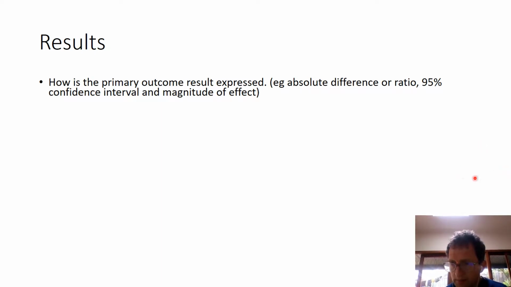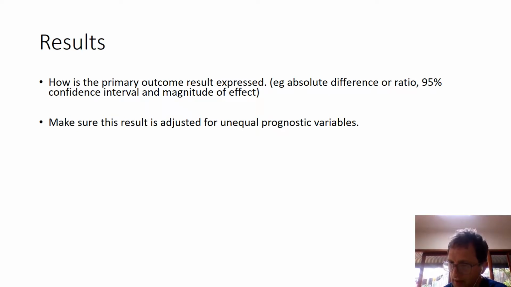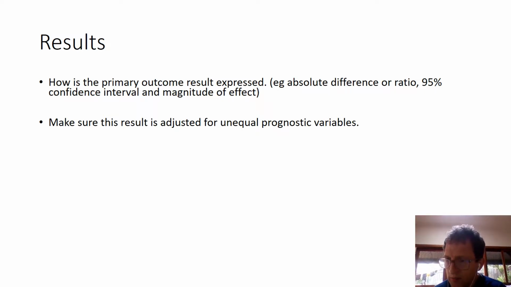Having done that, I then make sure that this result has been adjusted in some way for the unequal prognostic variables, and there's a variety of ways that papers do this. This is not an area that I think you need to know in great detail at this stage. It's more of an advanced topic, but I will touch upon that to an extent.